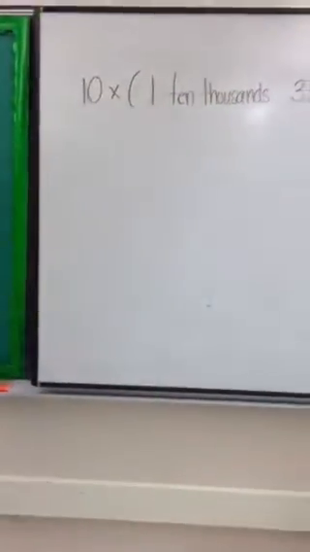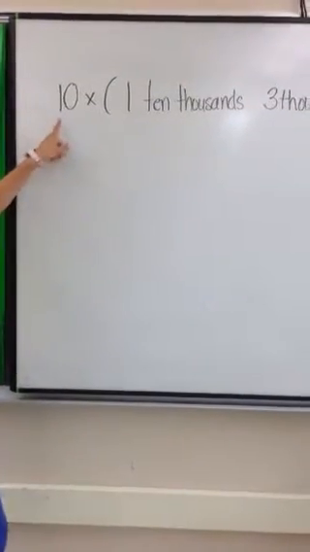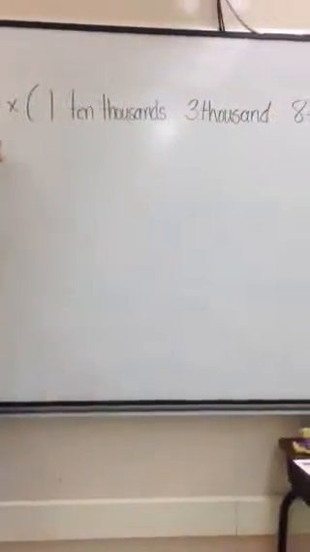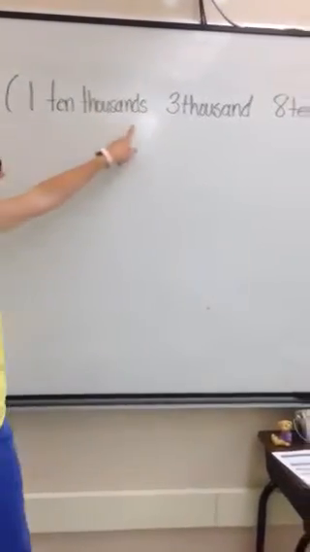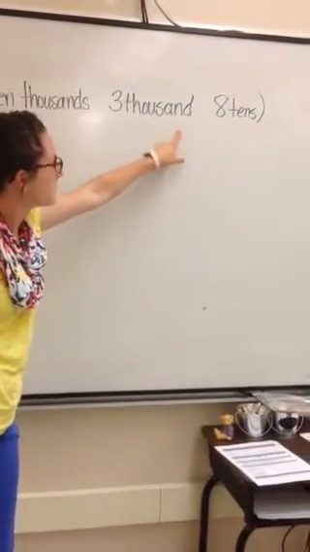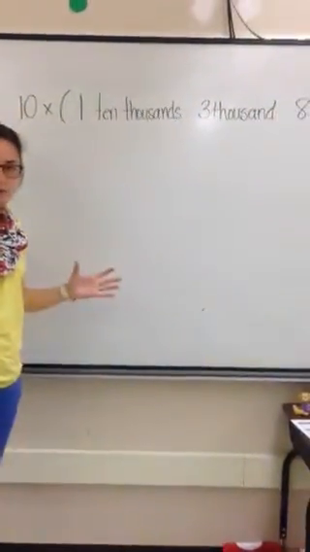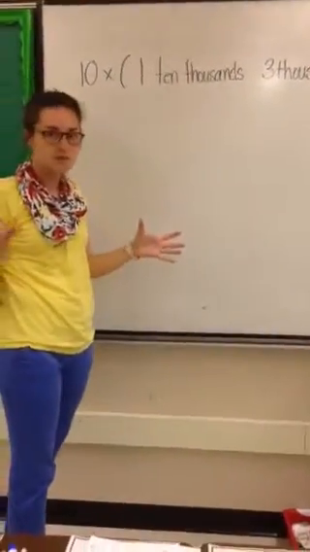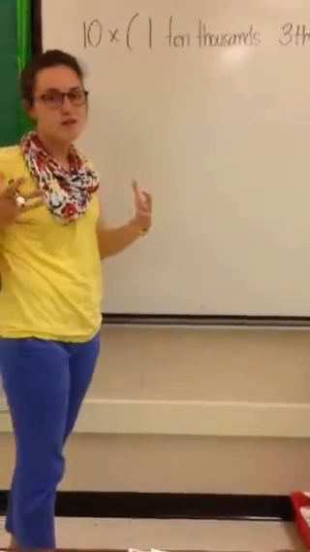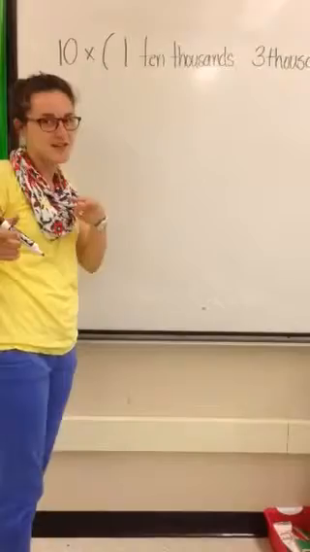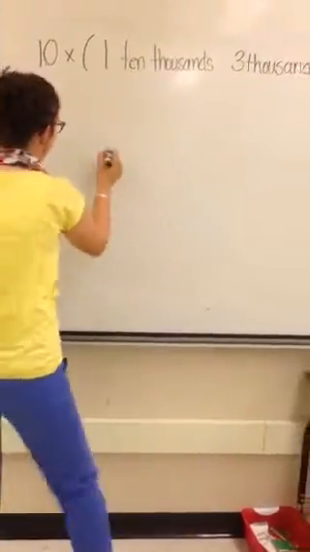Let's look at our first question. My first question says 10 times, these are parentheses, they make a group for us, 10 times 1 10,000, 3,000, and 8 tenths. Alright, it's kind of a complicated problem. We learned how to multiply on the place value chart today. So we always know that our first step is to create our what? You're right, place value chart.